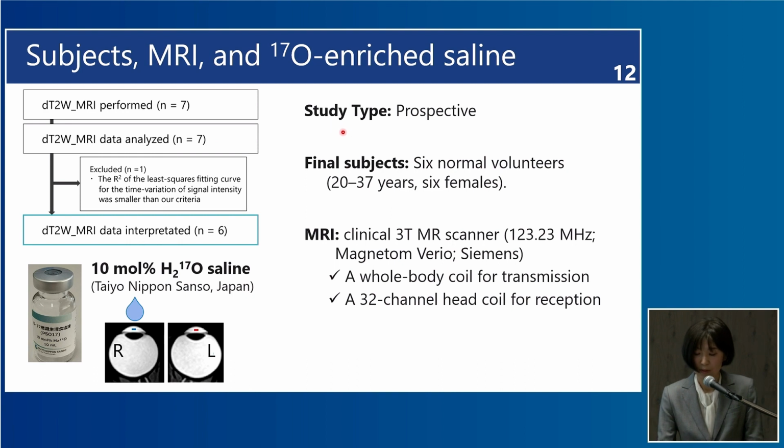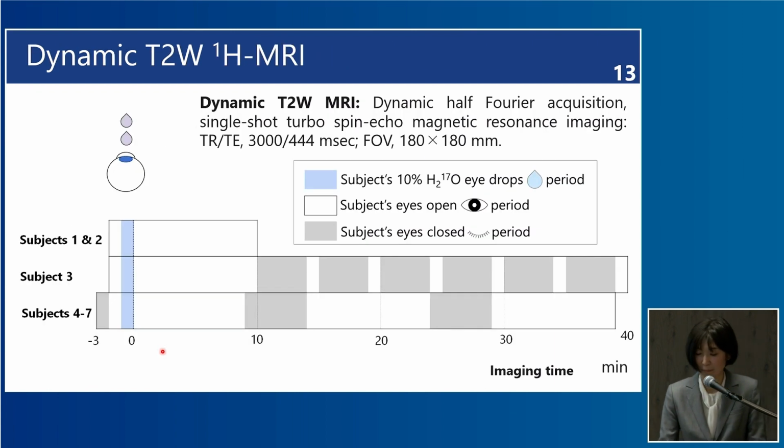This study was prospective. The final subjects were 6 normal volunteers. For MR data acquisition, a clinical 3T MR system was used. The 10% concentrated O17 water saline was applied via eye drops to the right eyes of all subjects. The sequence and parameters of dynamic T2 weighted proton MRI are provided here.